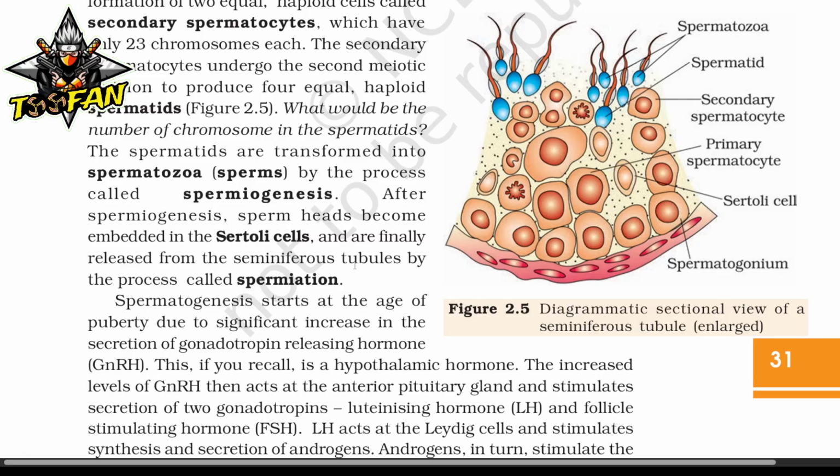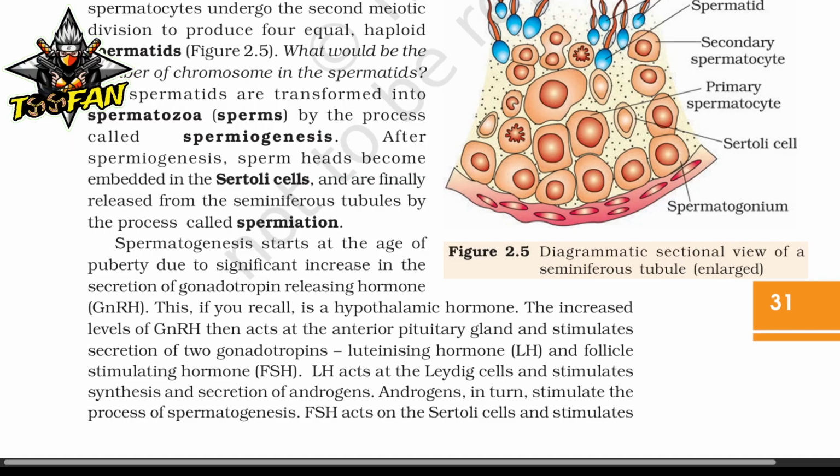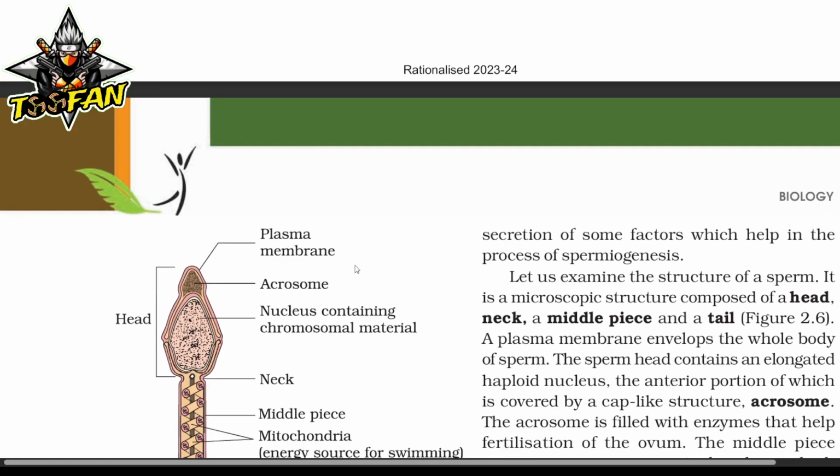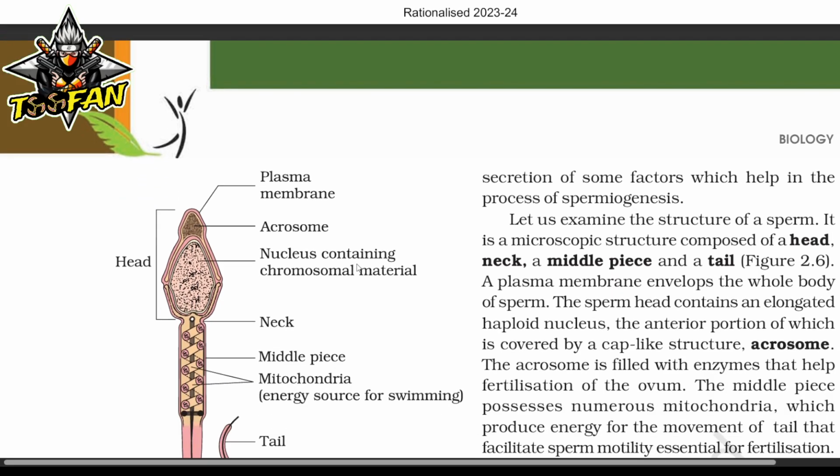LH acts on the Leydig cells and stimulates the synthesis and secretion of androgens, and androgens in turn stimulate the process of spermatogenesis. FSH acts on the Sertoli cells and stimulates secretion of some factors which help in the process of spermiogenesis. Let us now examine the structure of a sperm. It has a microscopic structure composed of a head, neck, middle piece and tail. A plasma membrane envelops the whole body of a sperm.